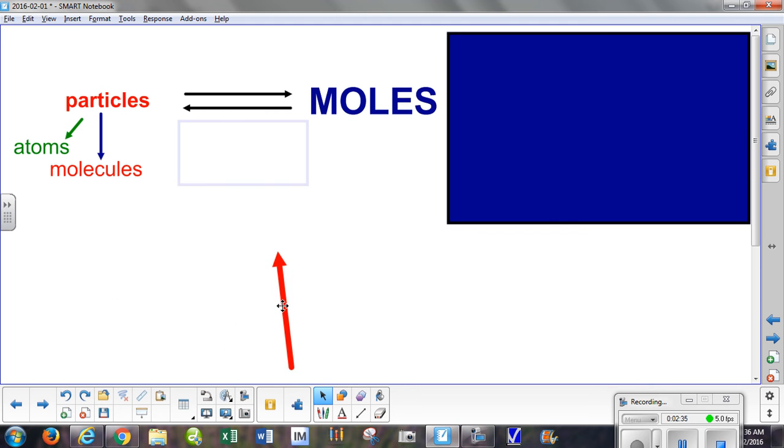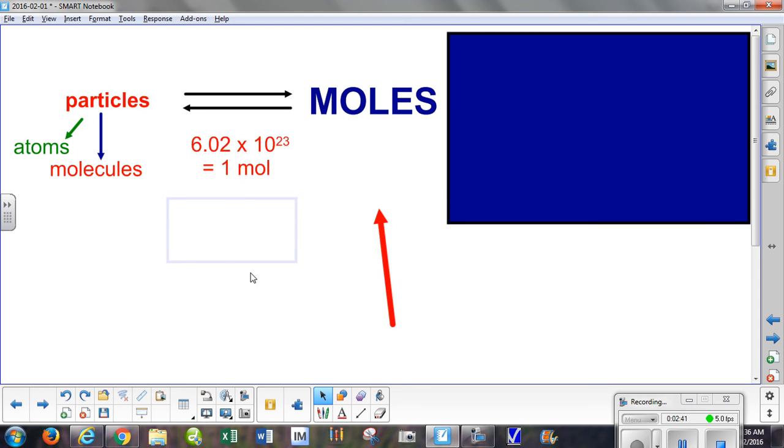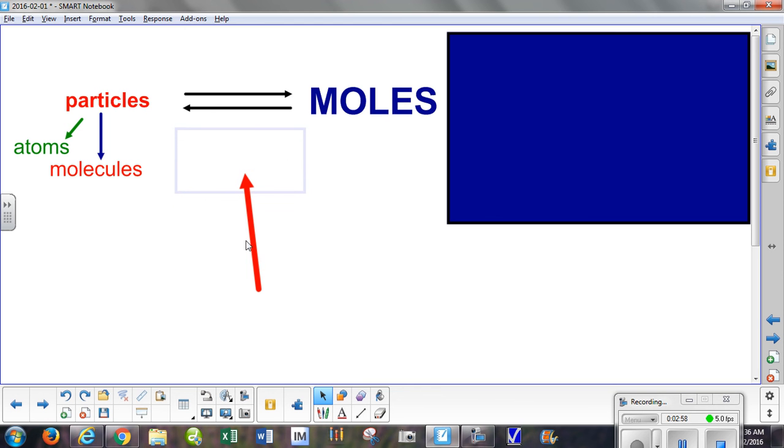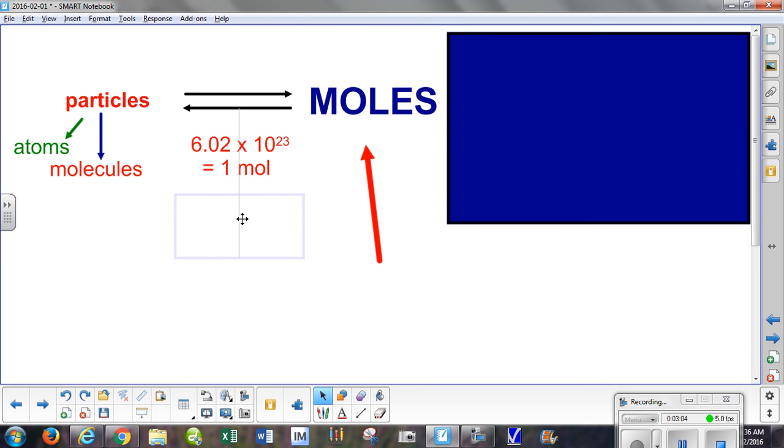Now, the next thing we want to know about this process, or remember, is that we use this number, the big old honking thing, 6.02 times 10 to the 23rd particles, which is equal to 1 mole of particles. So if I were doing this to this or this to this, I'm going to use this.